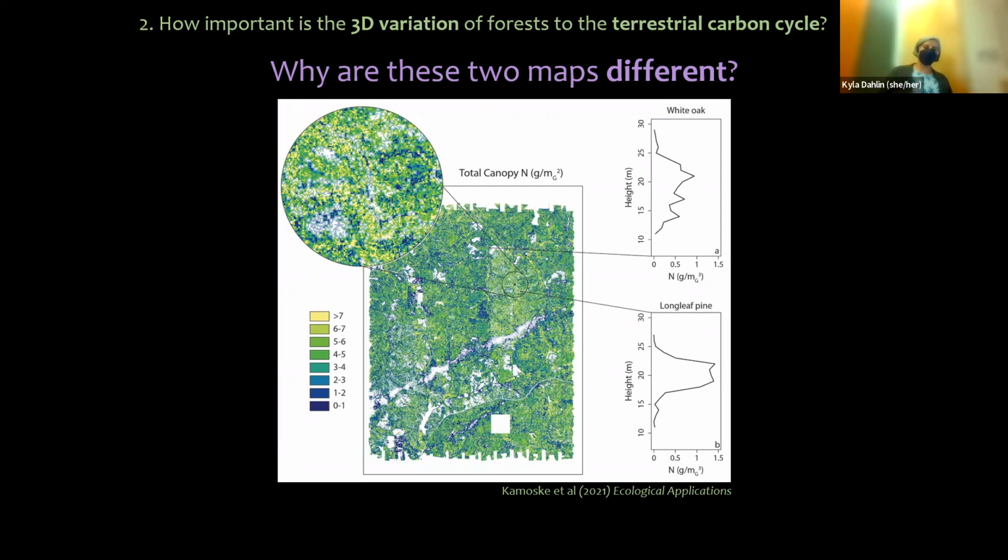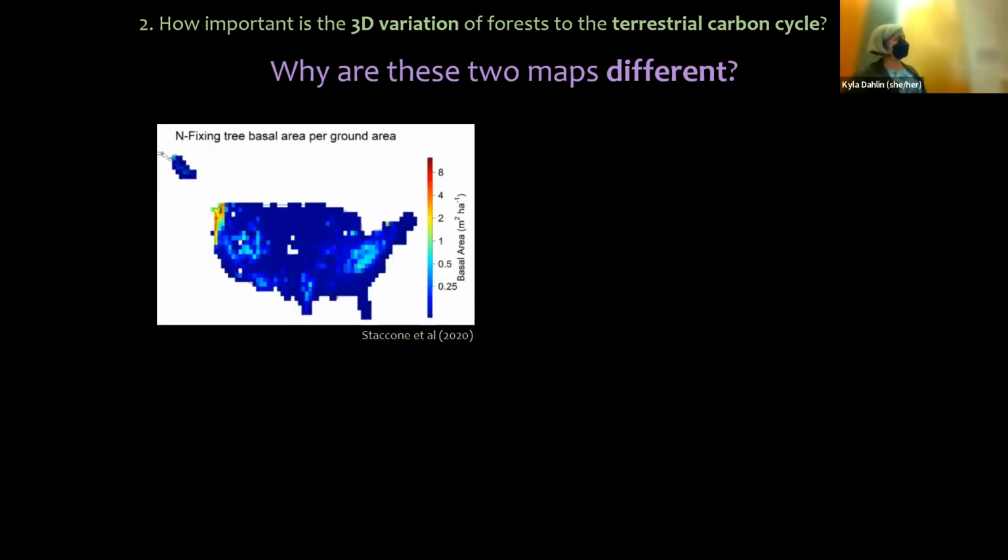But then we thought about it more, and lucky for us, other people were also thinking about similar stuff. And this paper came out showing what we knew to be true, but it was helpful to see somebody else say that it is true, which is that there are basically no N-fixing trees, at least, in this landscape.